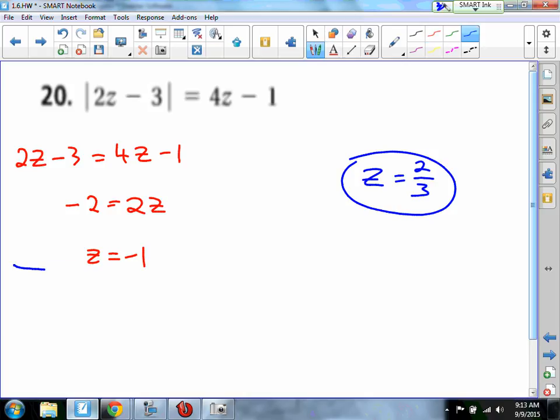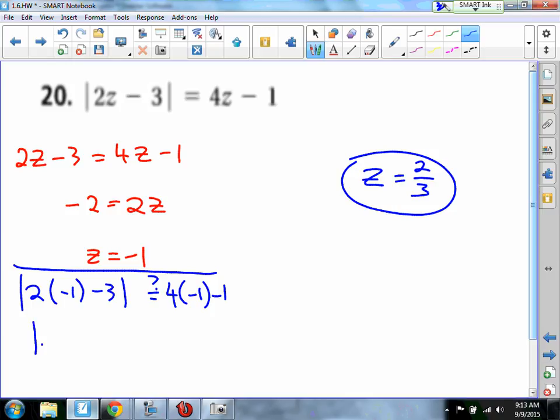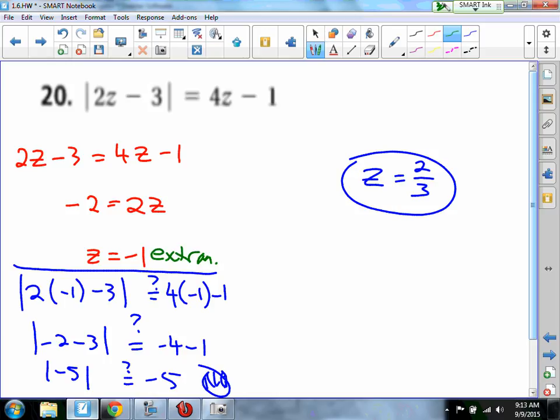So if I check, I'll get 2 times negative 1 minus 3, all that in absolute value. Is that equal to 4 times negative 1 minus 1? So that's the absolute value of negative 2 minus 3, the absolute value of negative 5. Is that equal to negative 4 minus 1, which is negative 5? Is it? No, it's not. So what we say is this is extraneous. That's an extraneous solution, so it's not really a solution.